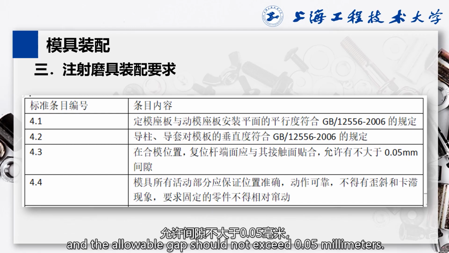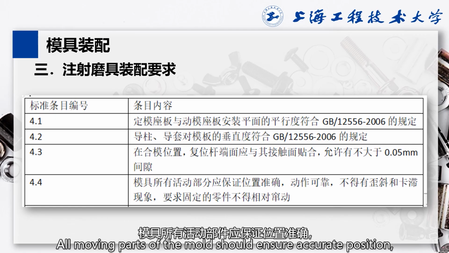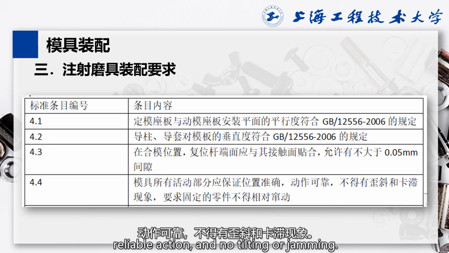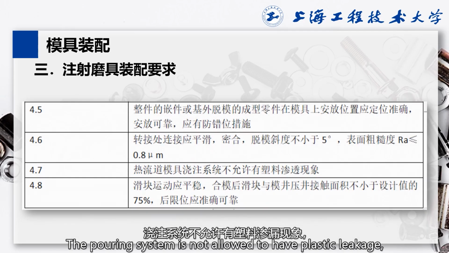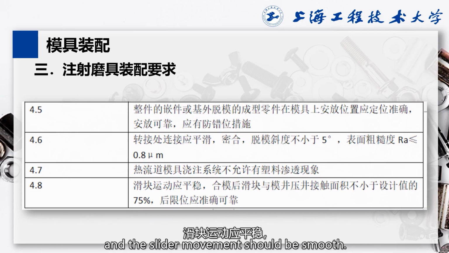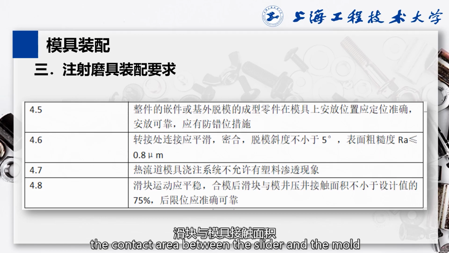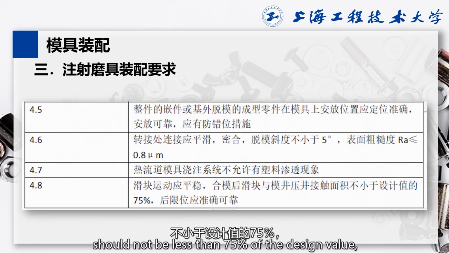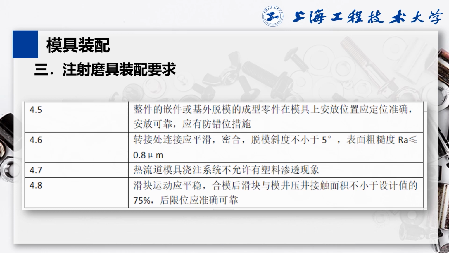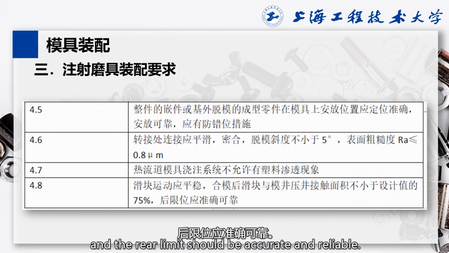The pouring system is not allowed to have plastic leakage, and the slider movement should be smooth. After the mold is closed, the contact area between the slider and the mold should not be less than 75% of the design value, and the limits should be accurate and reliable.